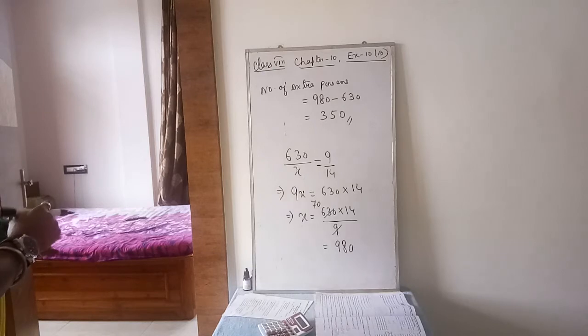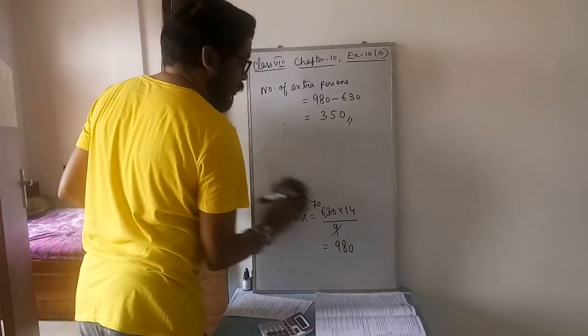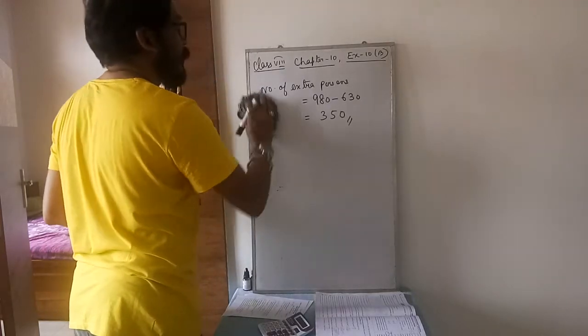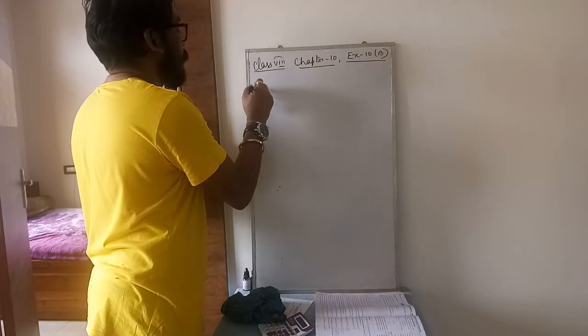Now take the screenshot of this. So this many persons you have to employ extra to finish the job. 350 persons to finish the job in 9 months.